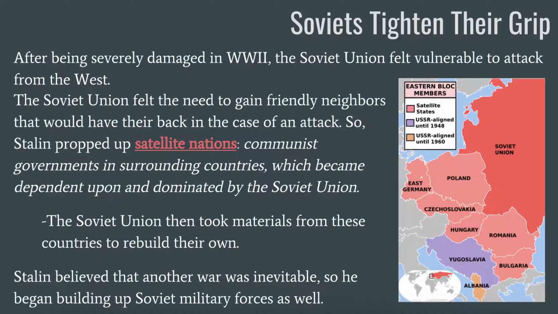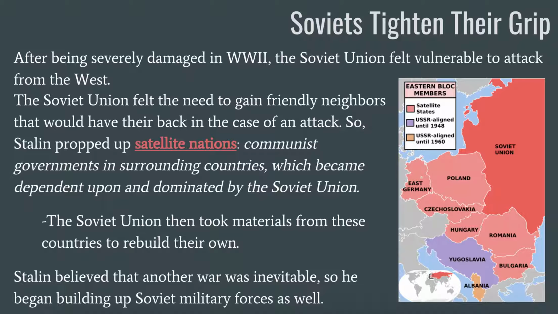So after, like I said, the Soviet Union was severely damaged in World War II, and they felt pretty vulnerable that before they were able to rebuild, they could be attacked again by the US. So they felt the need to gain some friendly neighbors that could have their back, but also that they could grow from. So Stalin propped up satellite nations, is what they were called. And these were communist governments in surrounding countries which became dependent upon and dominated by the Soviet Union.